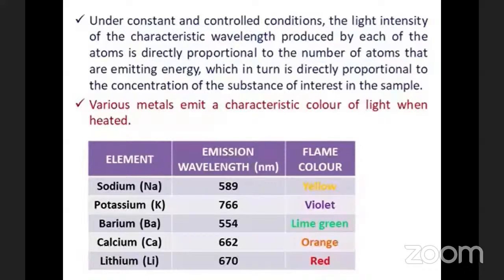Various metals emit a characteristic color of light when heated. For example, sodium emits yellow light, potassium emits violet light, barium emits green light, calcium emits orange light, and lithium emits red light. So these characteristic colors give us an idea about the element present in the sample.